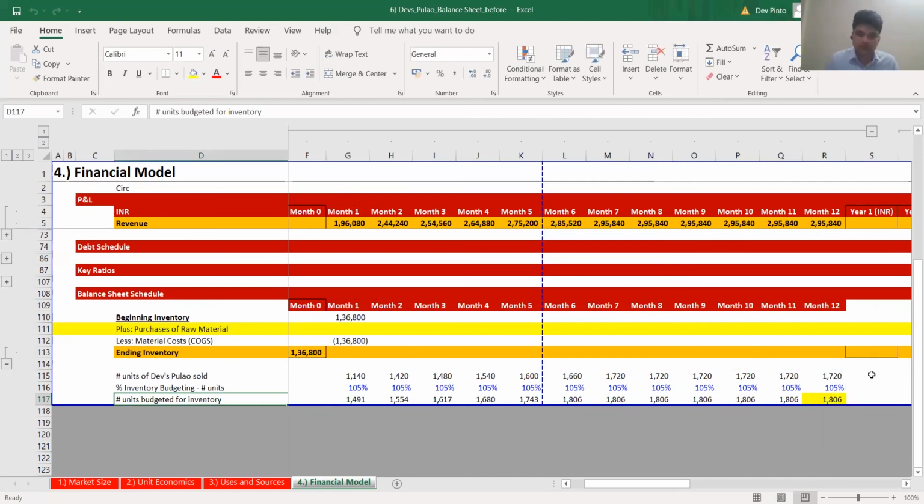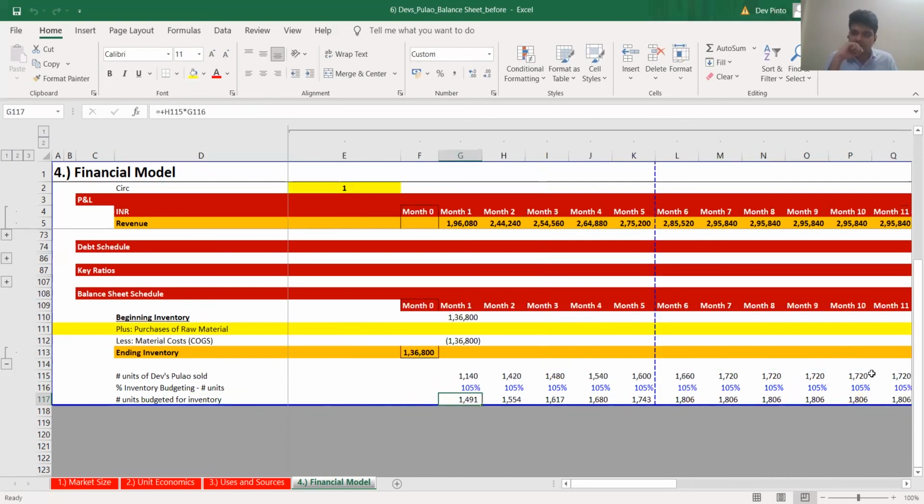So now at the end of month 1, I'm going to buy raw materials for 1491 units of Dave's Pulao. If I can produce 1491 units, I might end up selling 1420, which I do eventually end up selling, but I'm just going to budget extra.